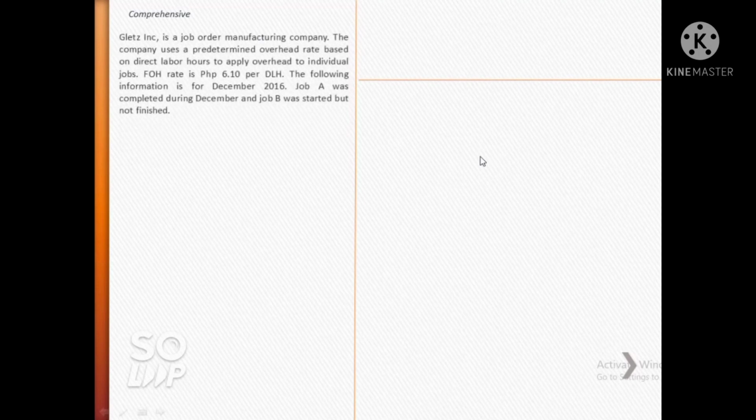So, we're already through with the theories, the entries for manufacturing entities, and the comparison of service, manufacturing, and merchandising entities as to their operations, their inventories, as well as their product costs, and their income statements. So we are ready to answer the comprehensive problem. Now, here's the comprehensive problem. Gletz Incorporated is a job order manufacturing company. Let's just stop right there. So it means that Gletz Incorporated is selling customized products based on customer specifications.